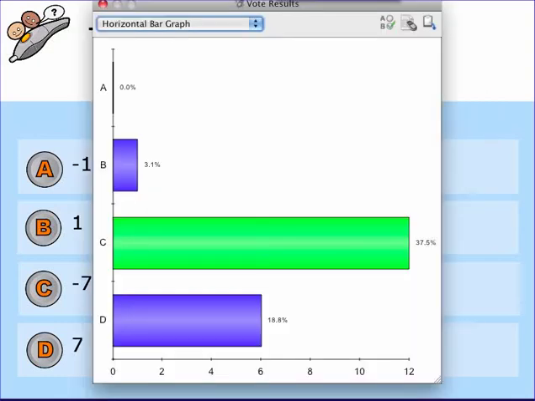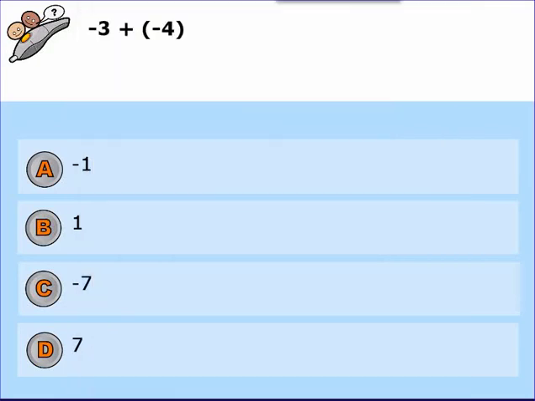Okay, so the answer is C, which is negative 7. So remember, if you have 2 negatives, your answer is going to be a negative. Now, if worst comes to worst, use a number line. You start with your negative 3. So here's 0, here's negative 3. If you're going to add negative 4 to that, that means you're going to go 4 to the left. So 4, 5, 6, 7, there's negative 7. That's going to be your answer.